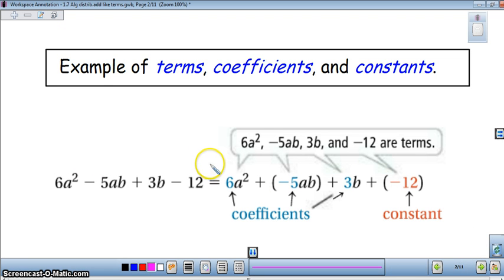When we talk about terms, we also talk about coefficients of our terms and constants. As we look at this phrase, one of the things we always want to do to separate our terms is change subtraction to adding the opposite. So plus a -5, plus a -12. -12 is the constant. We have 4 terms in our expression. Remember, this is an algebraic expression. It is not an equation.